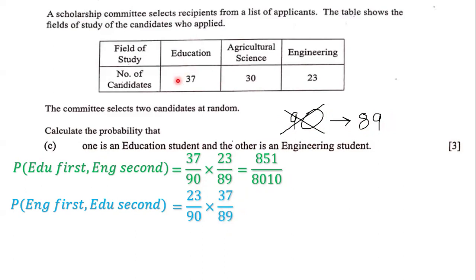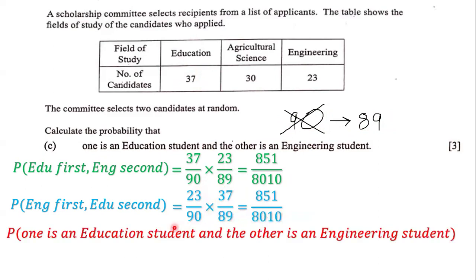But there are 37 education students. And so that's why we have 37 here, and it's going to be 37 all over 89. And so we multiply: 23 times 37 is 851, and 90 times 89 is 8,010.